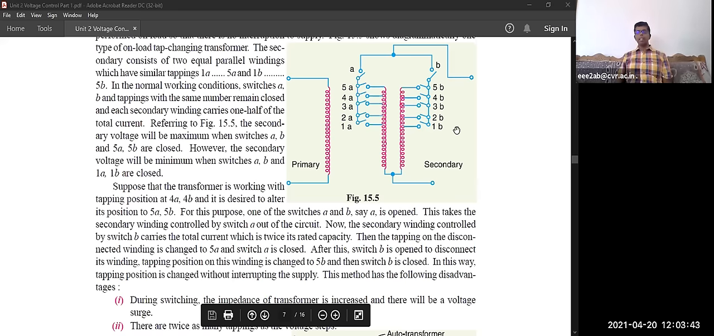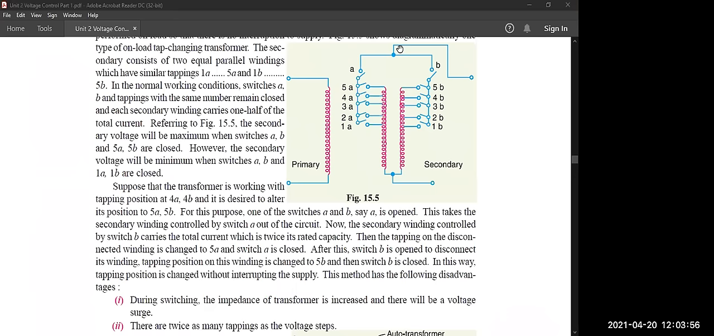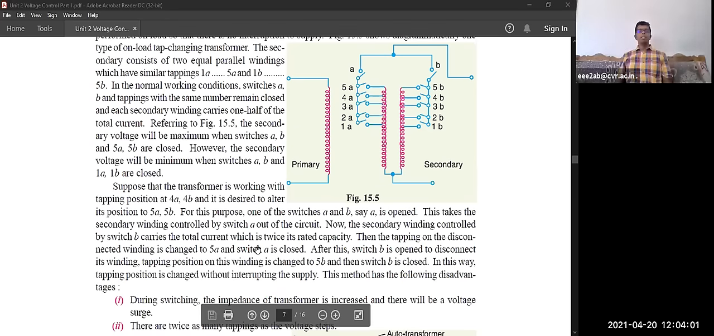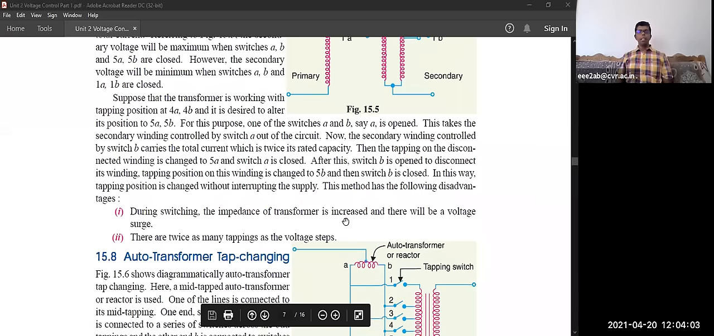So those who are connected on the secondary side do not get any interruption while we change the position. Next, during this switching, the impedance of the transformer is increased, and there will be a voltage surge. So ultimately the impedance of the transformer will be increased. There will be a sudden voltage surge.